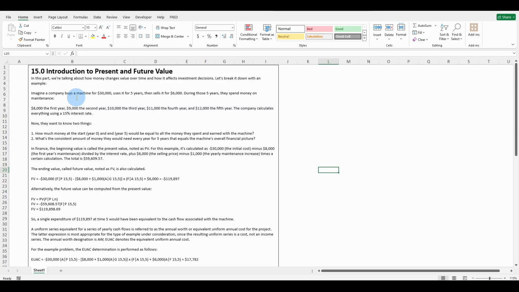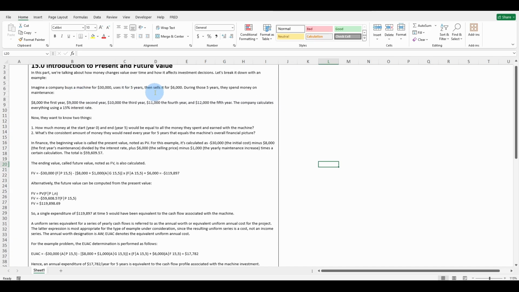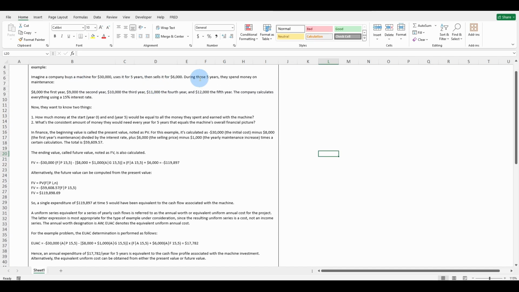Imagine a company buys a machine for 30 grand, uses it for 5 years and sells it for 6 grand. During those 5 years, they spend money on maintenance: $8,000 the first year, $9,000 the second year, $10,000 the third year, $11,000, $12,000, and so on. The company calculates everything using a 15% interest rate.